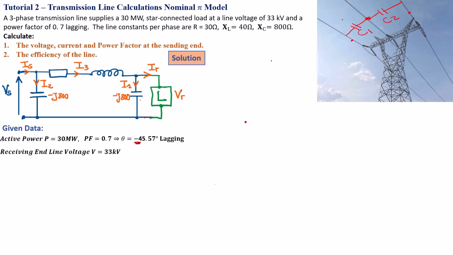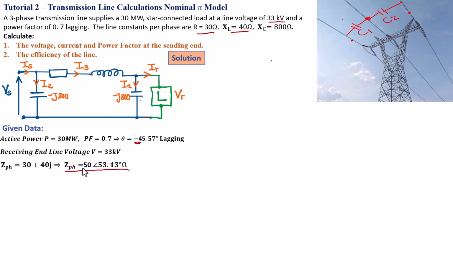Next is the receiving end line voltage. This is 33 kilovolt. It is being given here. Okay, the next parameter is the impedance per phase. So we've got 30 ohm and 40 ohm for the reactance. That means our Z per phase can be calculated here as 50 the magnitude with an angle of 53.13 degree.